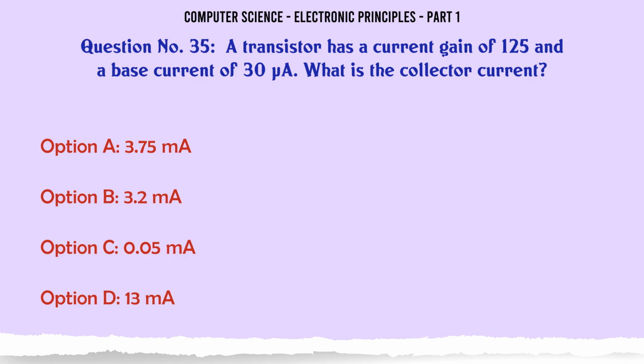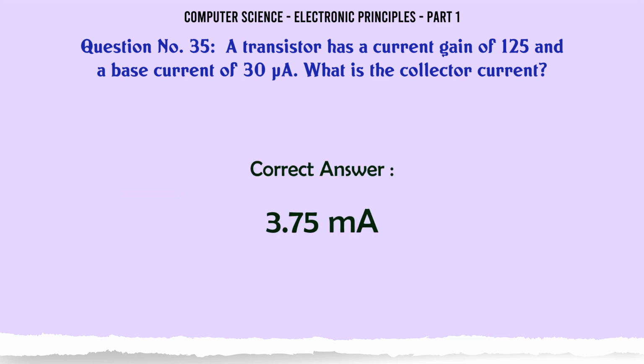A transistor has a current gain of 125 and a base current of 30 µA. What is the collector current? A. 3.75 mA. B. 3.2 mA. C. 0.05 mA. D. 13 mA. The correct answer is 3.75 mA.